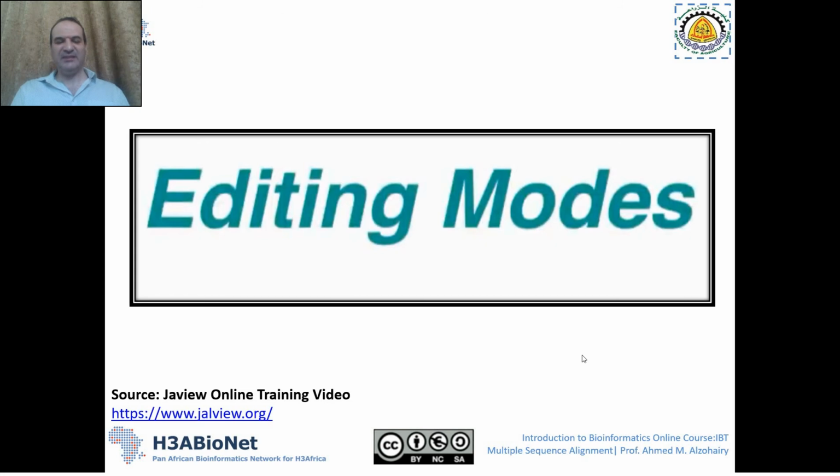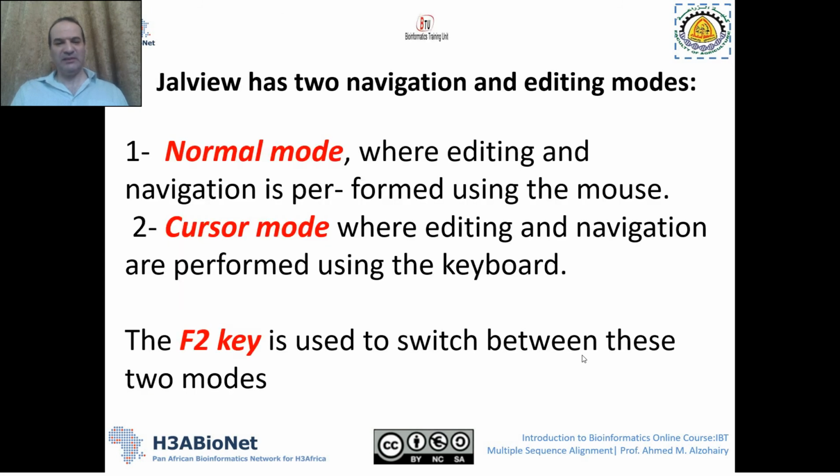You can see that there are two editing modes in Jalview. The first is normal mode and the second is cursor mode. Normal mode is where you can edit and navigate using the mouse, and cursor mode is where you can edit and navigate using the keyboard. You can switch between both of them using the F2 key.